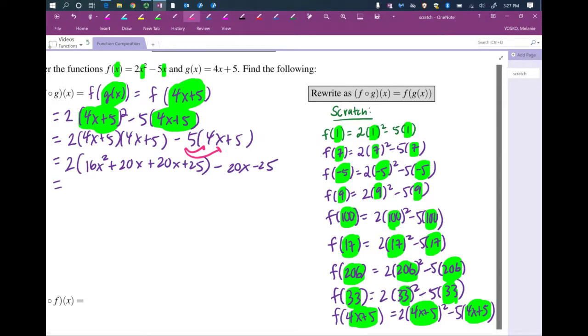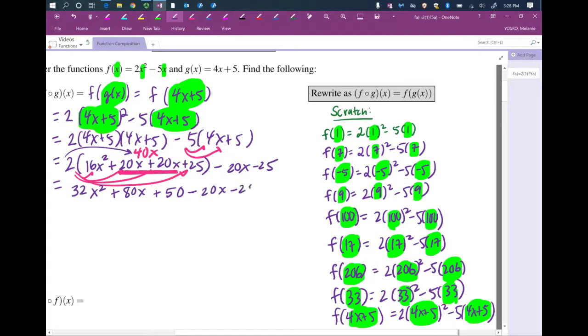So now we're going to distribute this. But it might be helpful, instead of writing plus 20x, to write that as 40x. So 2 times 16x squared, well, that's 32x squared, plus, well, now I'm going to do 2 times 40x, that's 80x, plus 2 times 25, that's 50, minus 20x minus 25. All I did here was recopy this. I distributed the negative, and now I'm just rewriting that.